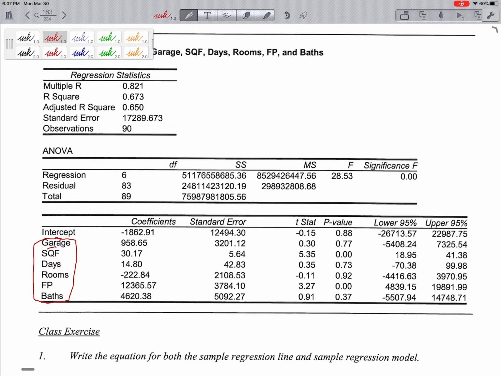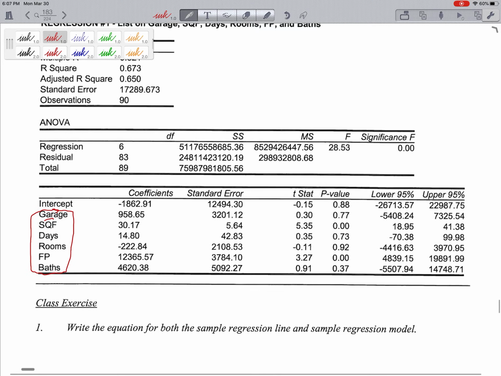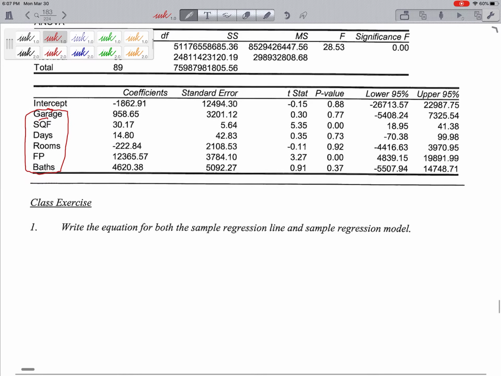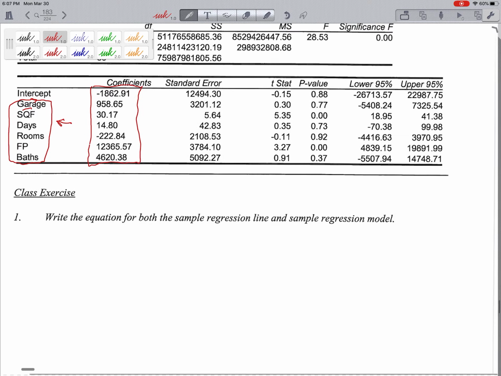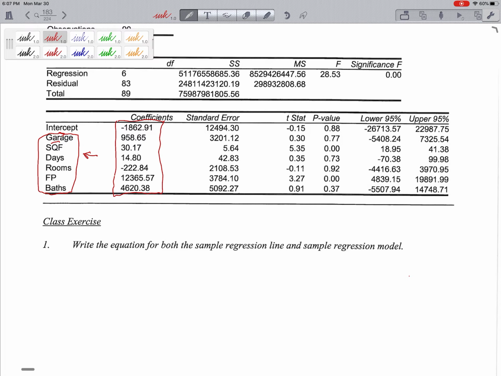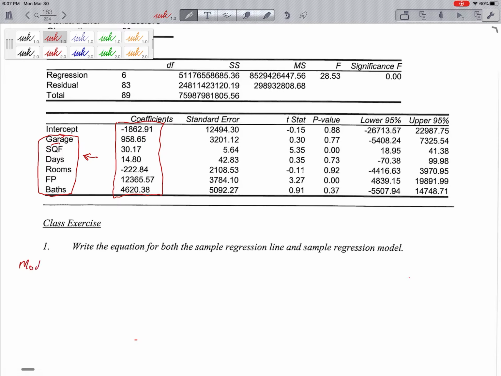The unfortunate thing is the way that the manual is set up, there's a bit of back and forth, so I might be scrolling up and down a little bit to show you these particular values. But let's take a look at the first part here. It says, write the equation for both the sample regression line and the sample regression model. So here's the coefficients that we have right here with their variables right over here. So the way that we would write this then is the model looks like this.